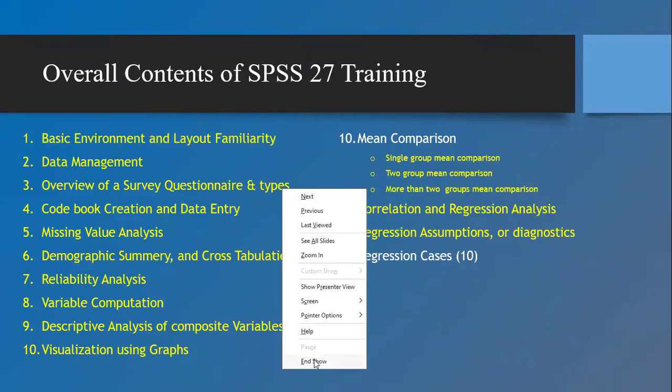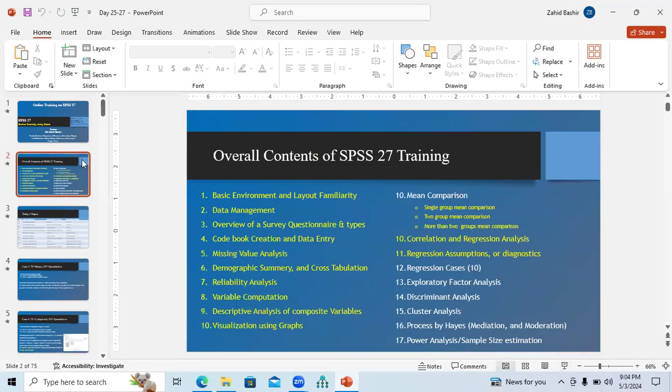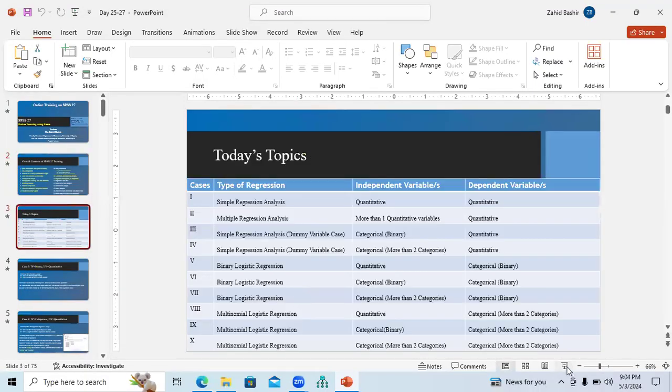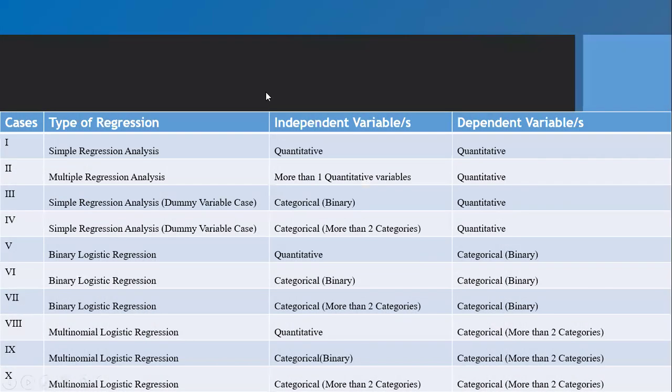Today we are going to cover what specific cases we need to deal with. This is the tabular representation of the cases that we are going to cover under this training session. The first case represents simple regression analysis, where your independent variable is quantitative and your dependent variable is also quantitative.